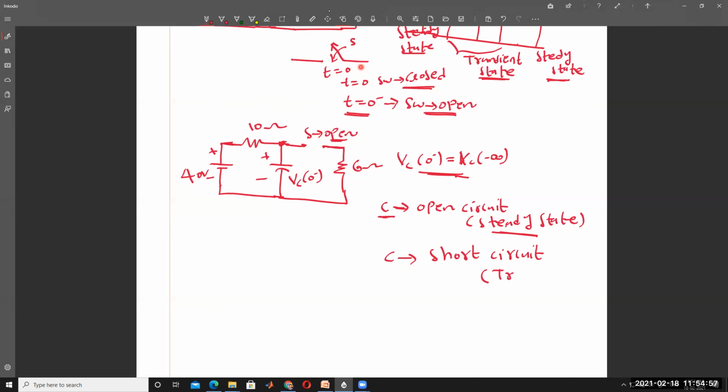Transient condition: the capacitor is acting as a short circuit. Under steady state condition, the capacitor is acting as an open circuit. So under open circuit condition, what is the voltage here?